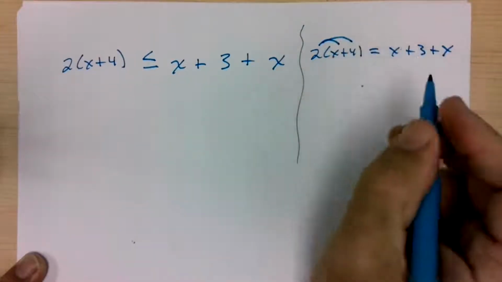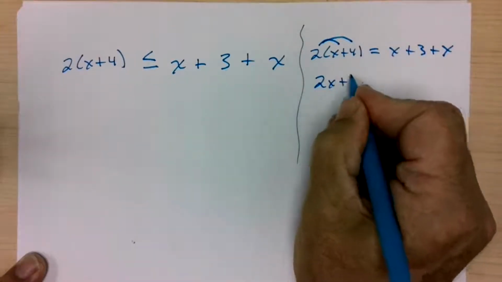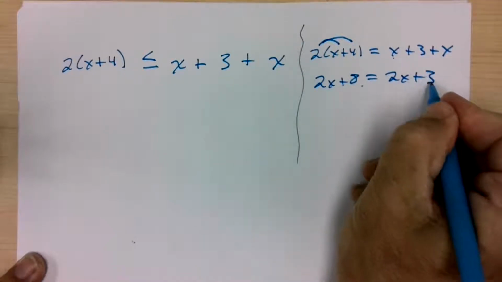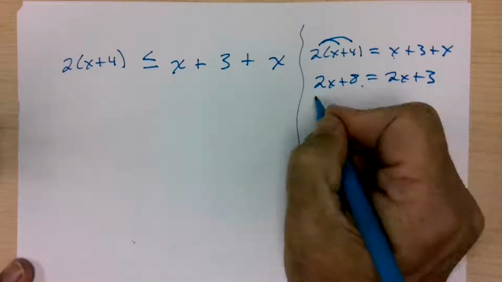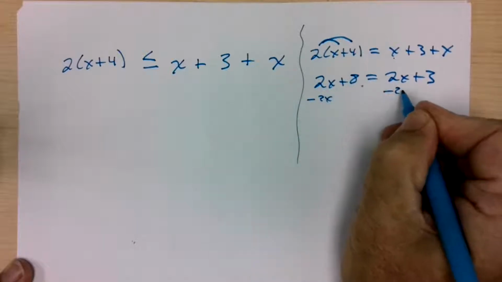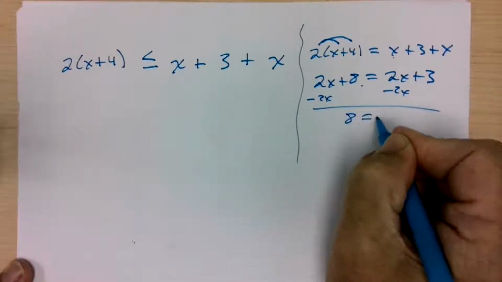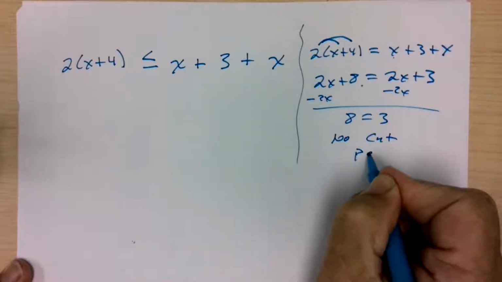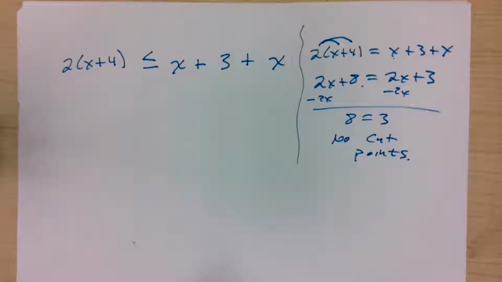I get 2x plus 8 equals x plus x plus 3, which is 2x plus 3. Well, the 2x's subtract out and I get 8 equals 3. So there are no cut points. It's never true. It's never equal. Well, if that's the case, I don't have to test 2 of them. I can just test 1 to see if it's true. So there's no cut point.